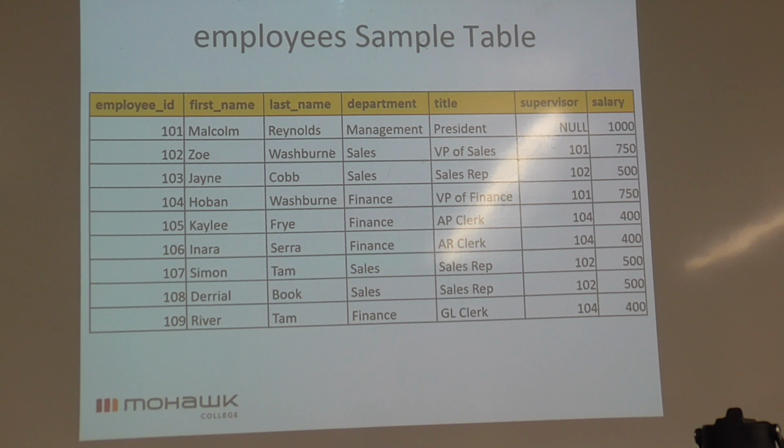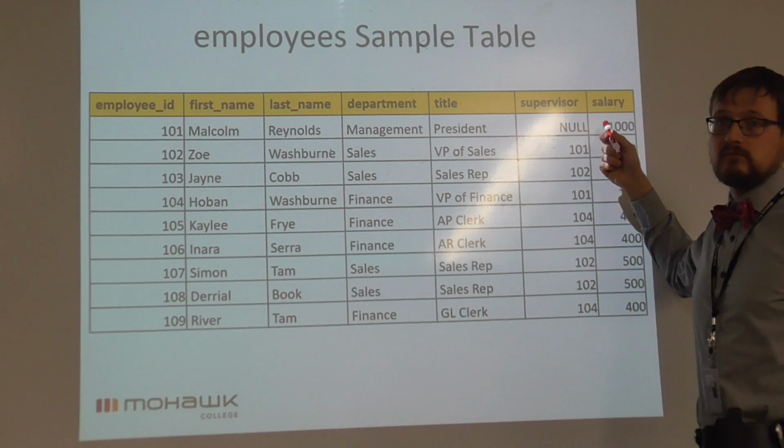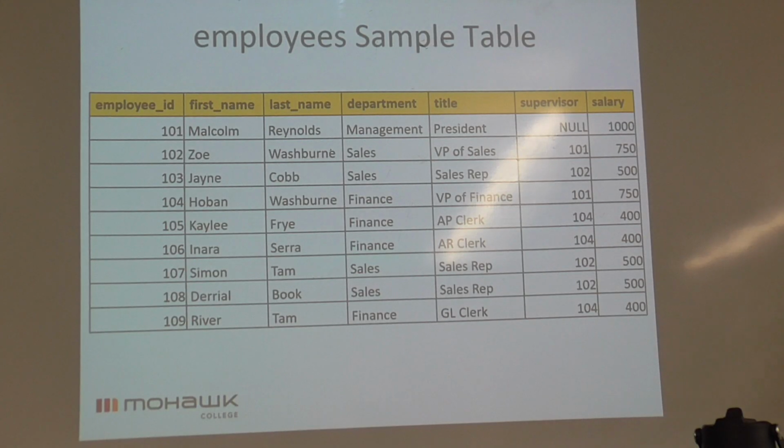This is how it would work. I'm going to simplify things, alright? So I'm just going to do first name of employee with first name of supervisor. So first entry, Malcolm, comma, look up supervisor, that's null, nothing to join it with. Supervisor is null.